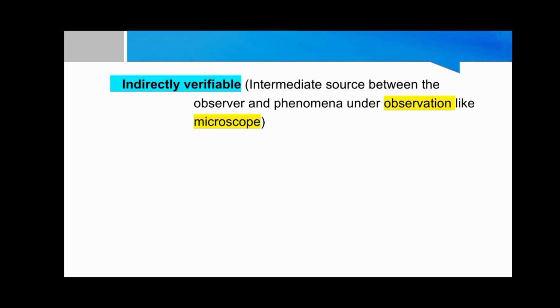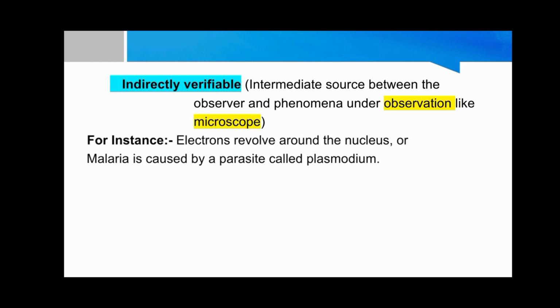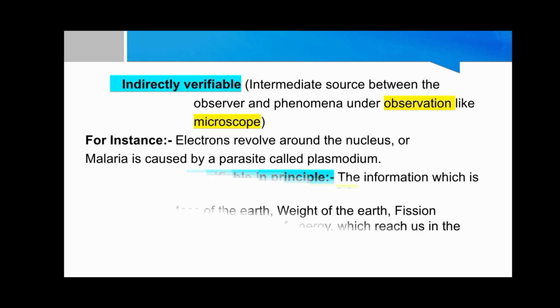Indirectly verifiable: information for which there is an intermediate source between the observer and the phenomenon under observation, like a microscope. For example, electrons revolve around the nucleus, or malaria is caused by a parasite called plasmodium. This information cannot be verified directly, which means there are special tools or instruments used for verifying it. For example, a microscope is used to find out electrons, or a microscope is also used to find out microbes.